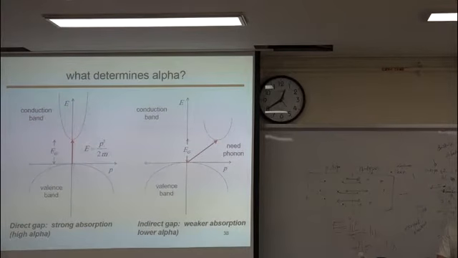Some semiconductors can have a direct band gap, but some of them will have an indirect band gap. And the influence of the band gap type is that if a semiconductor has a direct band gap, it will have strong absorption, while if it has an indirect band gap, then it will have weaker solar absorption ability.